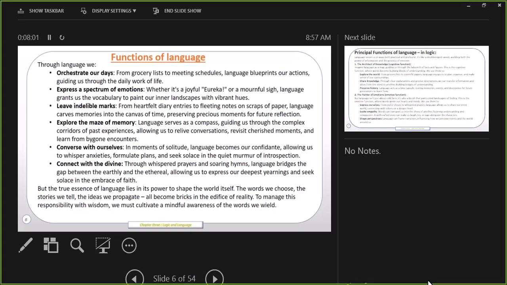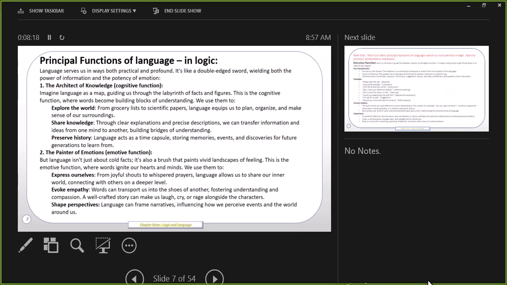Right? Function of language is important to communicate our ideas, our thought, our hate, our love, our appreciation, our condemnation, etc. Right? The question is, what is the principal main function of language in logic? Principal functions of language in logic are what? Cognitive function and emotive function. These are the two principal functions of language in logic.